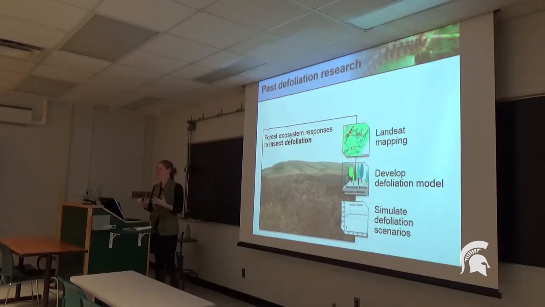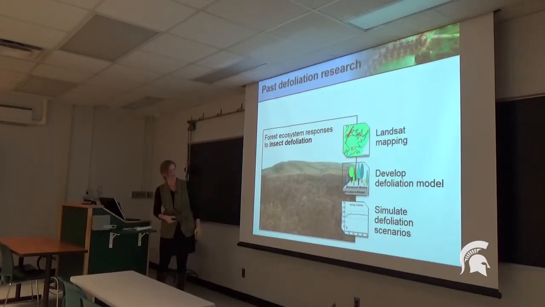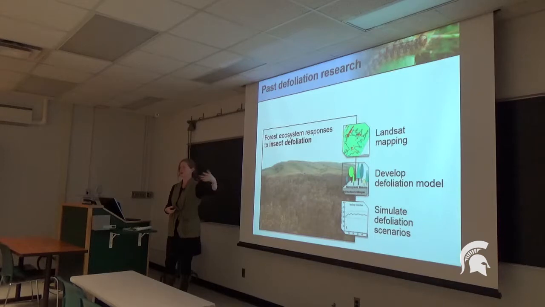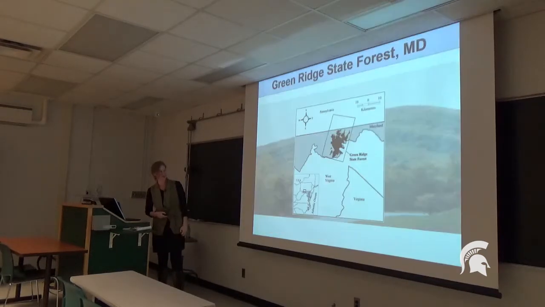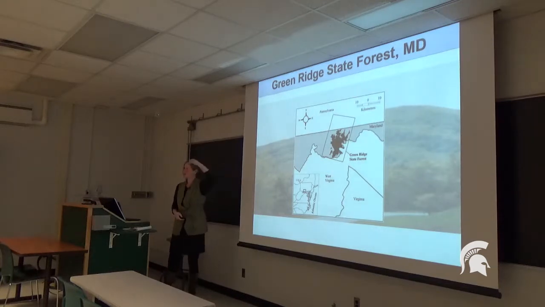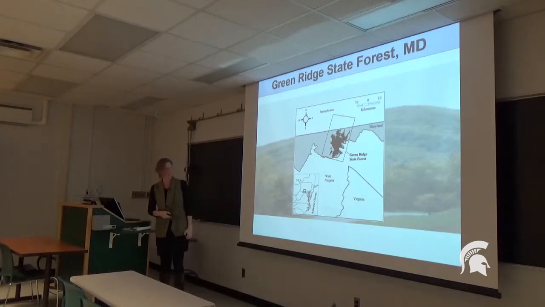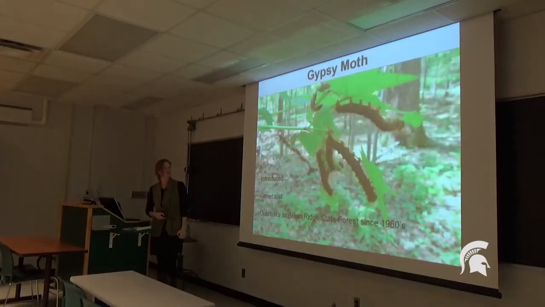One aspect was mapping defoliation with Landsat. So can we accurately map these disturbances in a way that is more informative than traditional methods of sketch mapping and things like that, that have certain limitations? Then developing a defoliation model and applying that to simulation models that allow you to look at scenarios over time. So that was the focus of my dissertation. And that was in Green Ridge State Forest, Maryland, which is this dark gray forest here. So, a really interesting, diverse, deciduous forest.